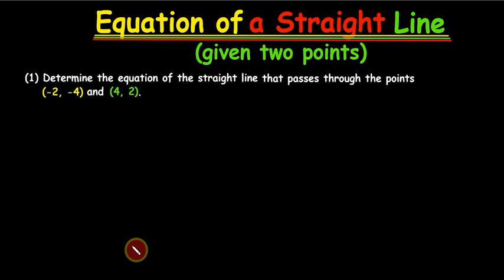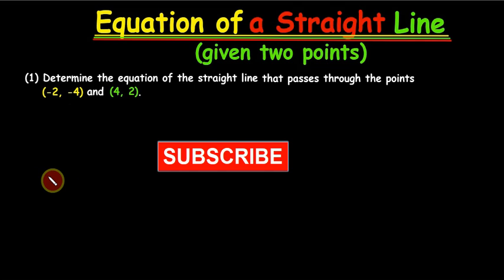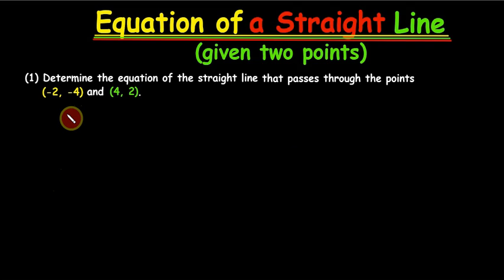In this video, we will determine the equation of a straight line given 2 points. Now these are the 2 points. So the first thing we need to do is to find our gradient. But before we find our gradient, let us label what we have here so we won't get confused with our x1 and y1 and so on.